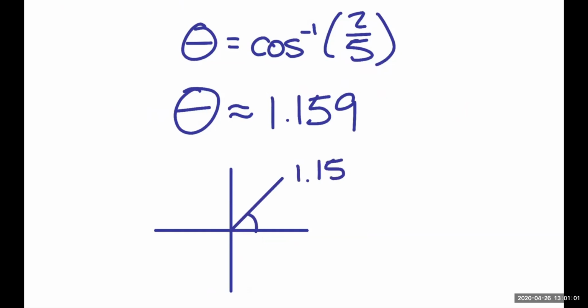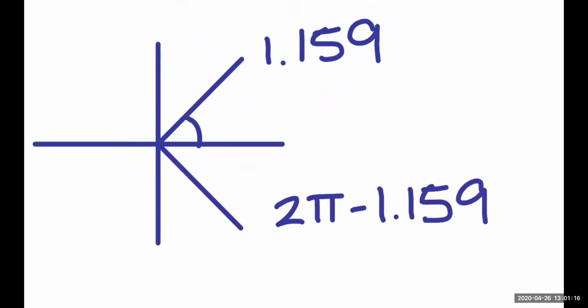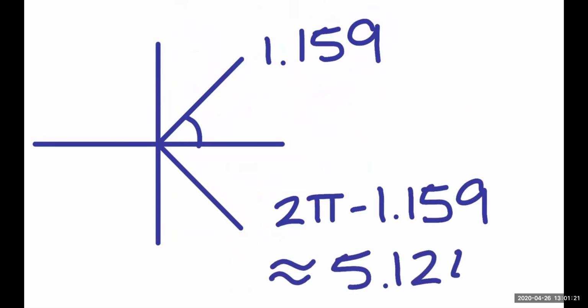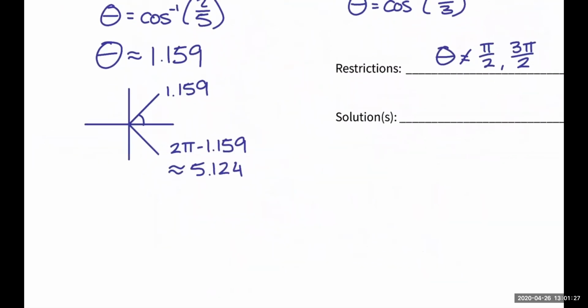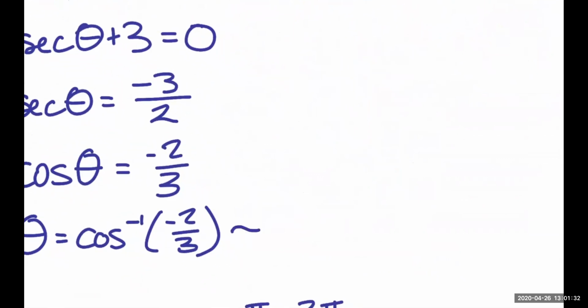So 1.159. All right, and if we have a positive cosine, that means our other angle will be in quadrant 4. So this quadrant 4 angle can be found by using 2 pi minus the reference angle. So 2 pi minus 1.159, and that is approximately equal to 5.124. Right, doing that in the calculator. And if we pop on over here, inverse cosine of negative 2/3 is approximately equal to 2.301.